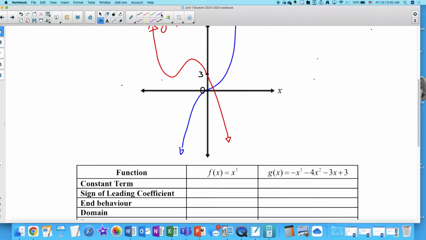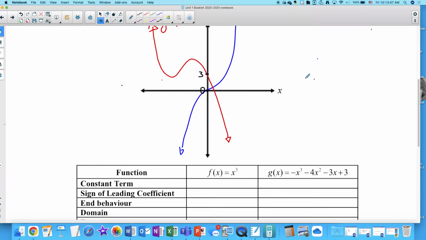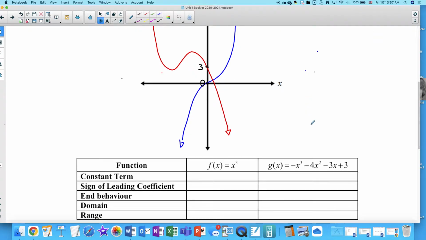Constant is like the number that's by itself. Correct, it's 0, because we're not actually adding a number, right? So you can artificially say y equals x cubed plus 0 if you want, but that is the value of the constant term. Okay? What is the sign of the leading coefficient? Positive, because it's 1, right?